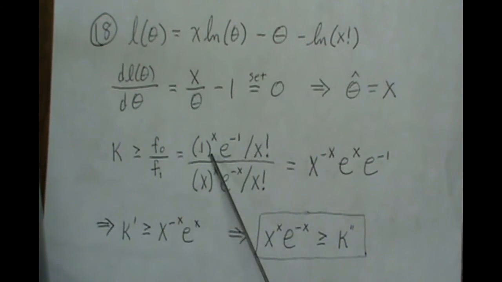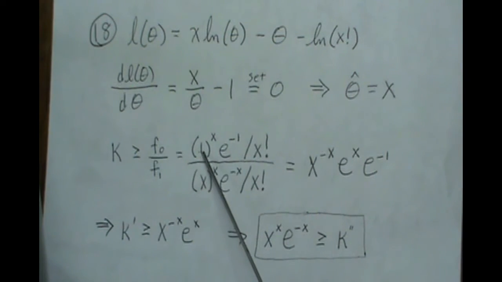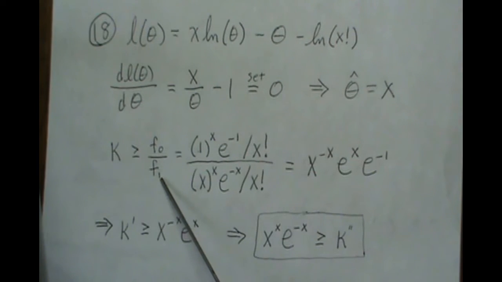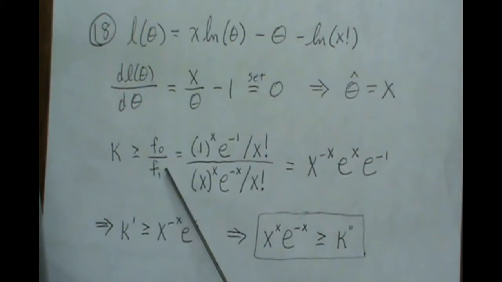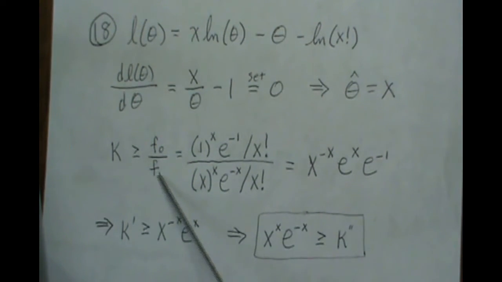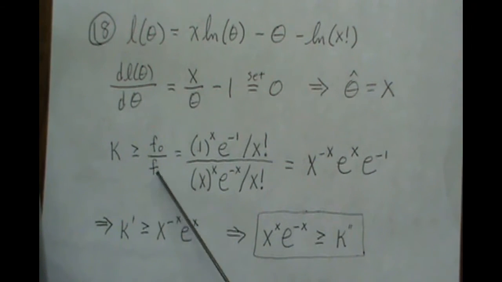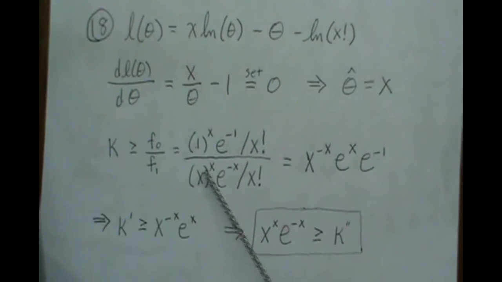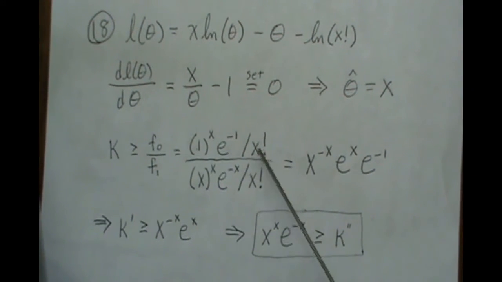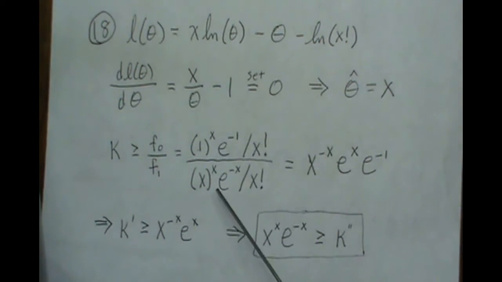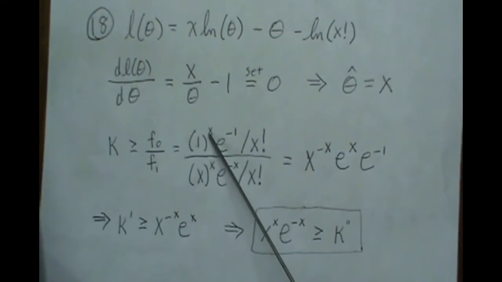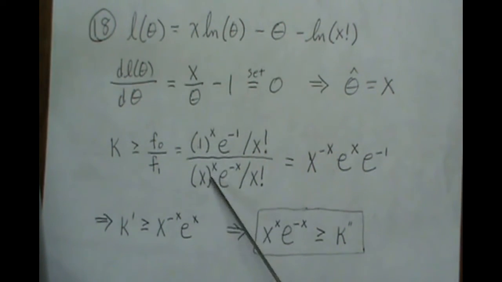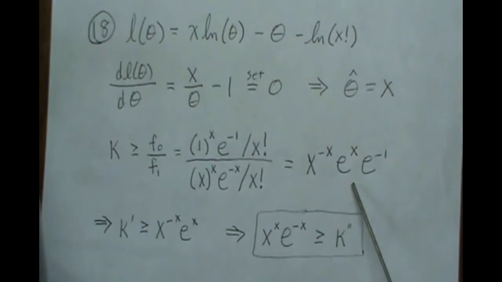So this ratio is, here you have to plug in theta equal to 1. And here we plug in our maximum over the whole set, not the alternative region, which is x, which is here and here. So those cancel, and 1 to anything is just 1, so that kind of goes away. If I bring up the x and bring this up, we get this.